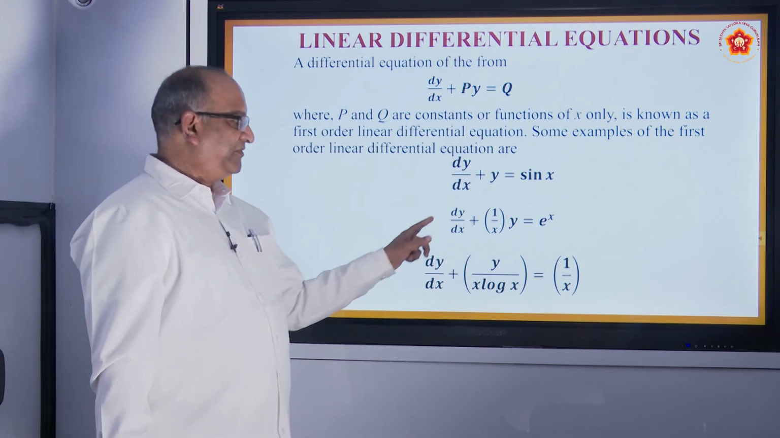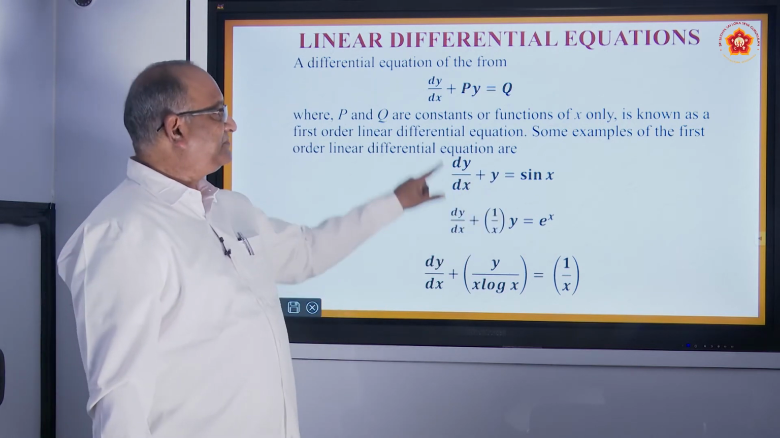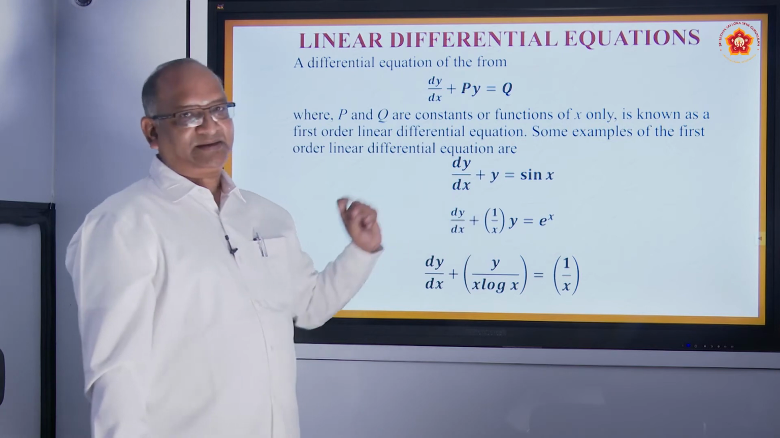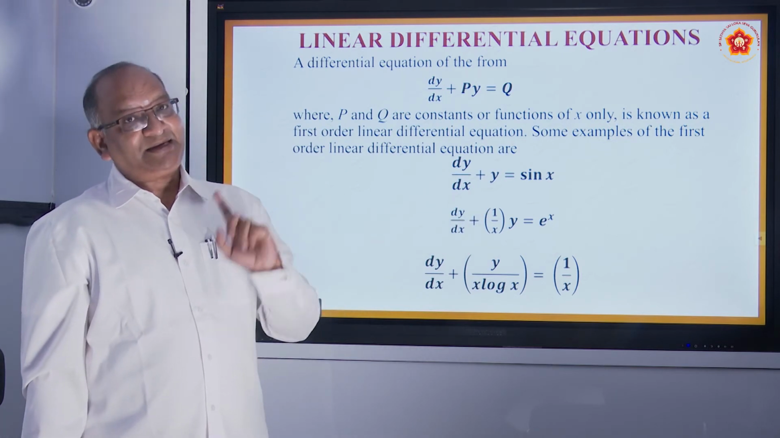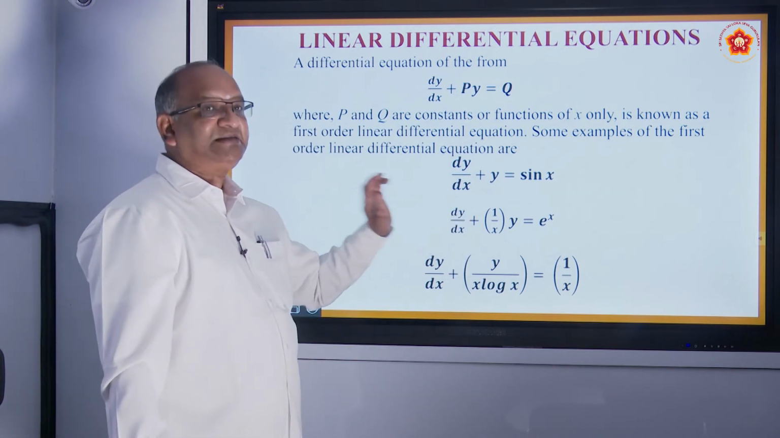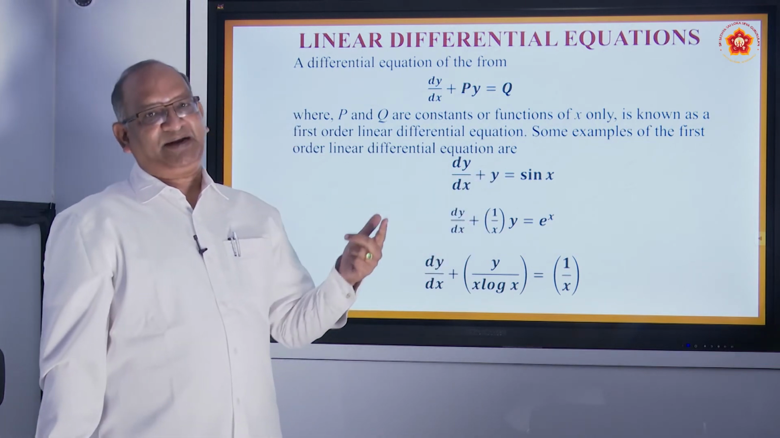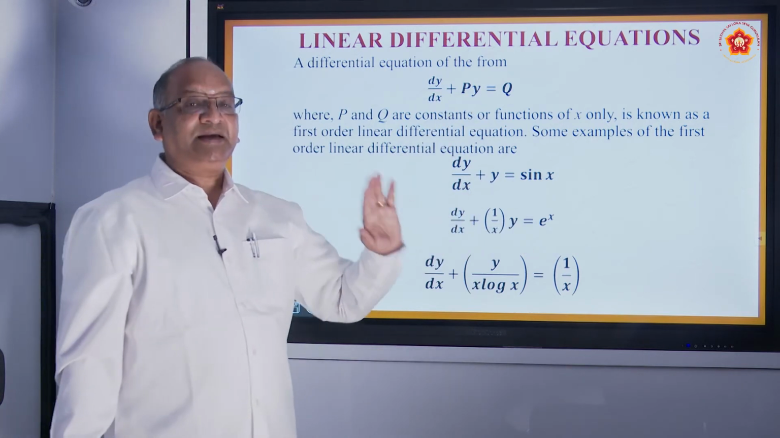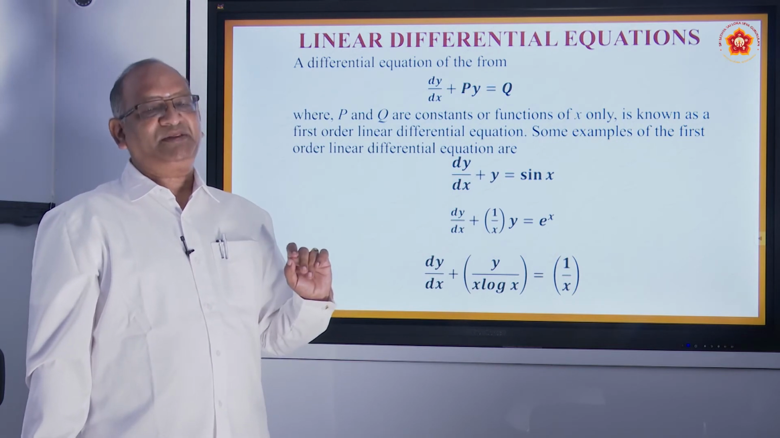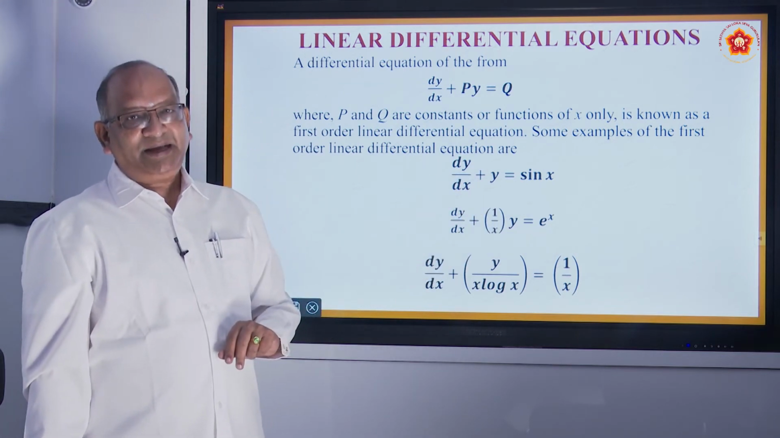Look at the second one, dy by dx plus 1 by x into y equal to e to the power x. Compare again this with the standard form, dy by dx plus, instead of p we have got 1 by x. What should be p and q? Either they should be constants or they should be functions of x. Since it is a function of x, it is acceptable. So p is 1 by x. Equal to e to the power x. What is q here? e to the power x is also a function of x, so it is also acceptable. So what do we conclude with the help of this? We conclude that this is also a linear equation.